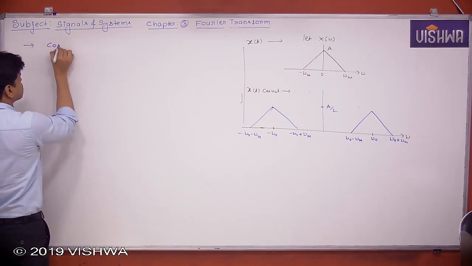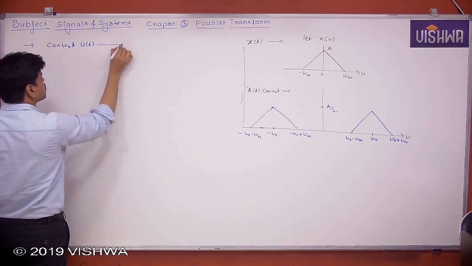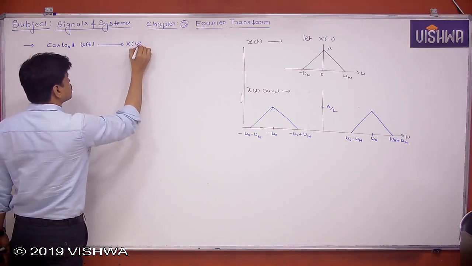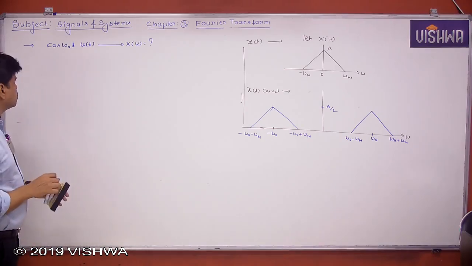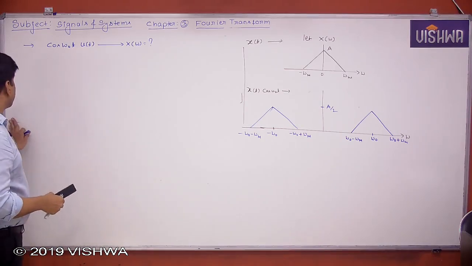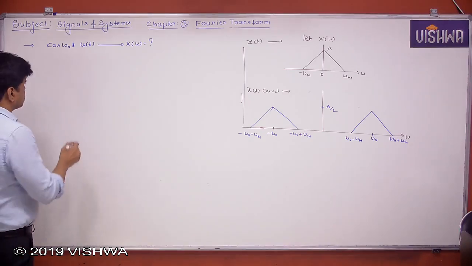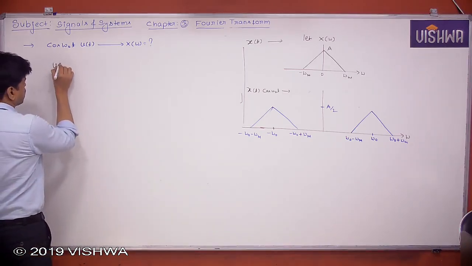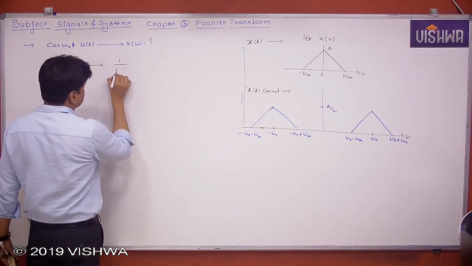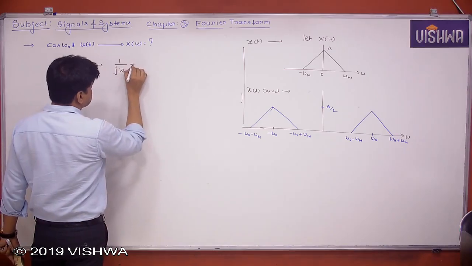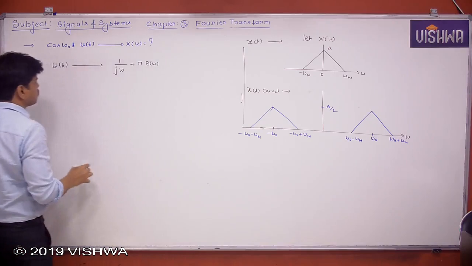Now, cos omega naught t u of t. For this one, what is X of omega? That was the question. So let's see how we can do this. So don't go directly; we have cos omega naught t and u of t. First we know u of t. For u of t, what is the Fourier transform? It is 1 by j omega plus pi delta omega. This is the Fourier transform.